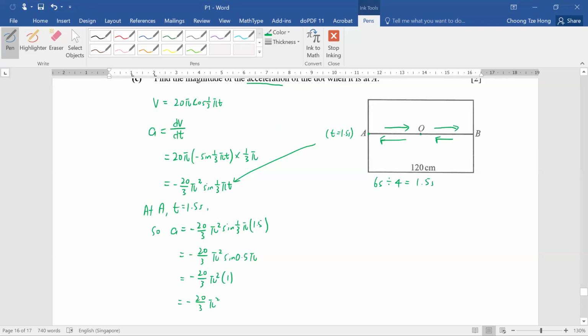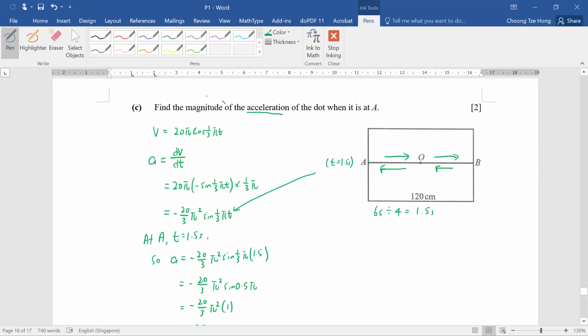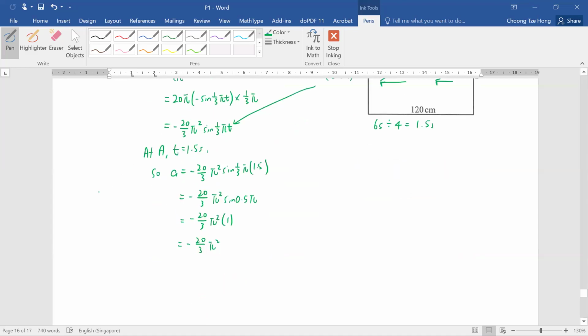Over here, if you look at the question, they want the magnitude of the acceleration. Magnitude means they do not want you to include the negative sign in your answer. They just want to know the size of the acceleration. So we can just say that the magnitude equals 20 over 3 pi squared. We can just drop the negative sign.